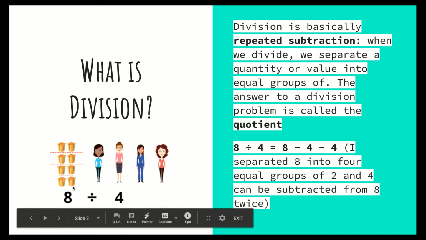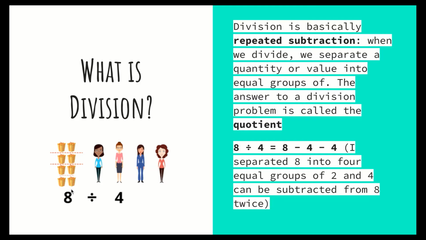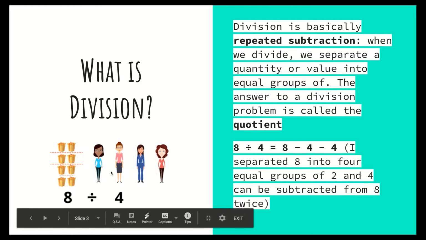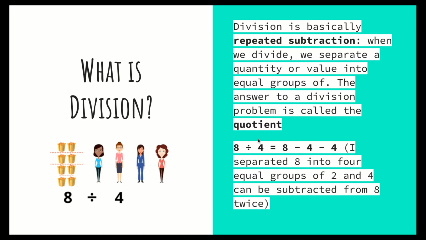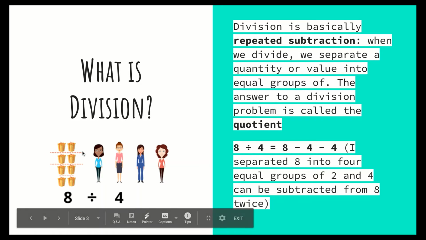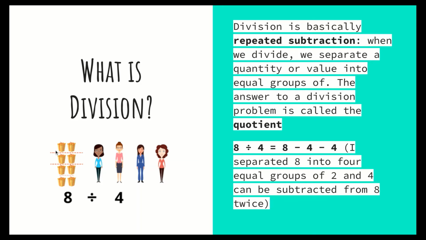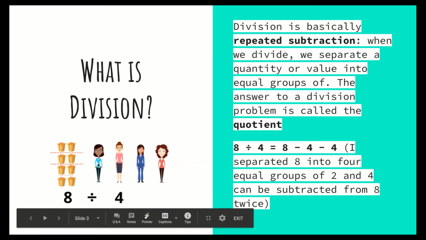So let's look at this problem right here. All right, I have 8 gifts that need to be distributed equally, or divided equally, amongst these 4 gals here. So how do I do that? 8 divided by 4. Well, 8 divided by 4 is the same as 8 minus 4 minus 4, okay? In the first example, I'm going to separate 8 into 4 equal groups of 2, because if I separate these, see that little red line there? It's saying I can give each person 2 gifts and that is equal. So each person gets 2, she gets 2, she gets 2, she gets 2, okay?